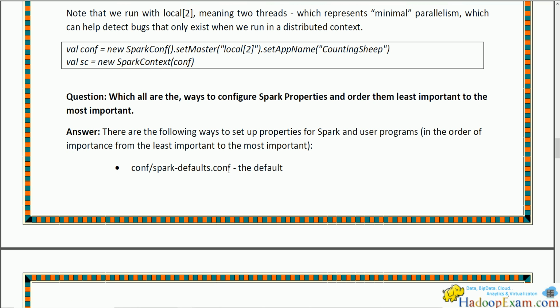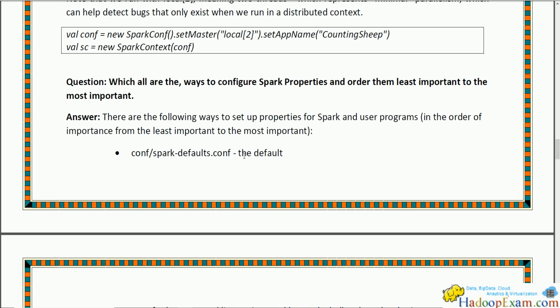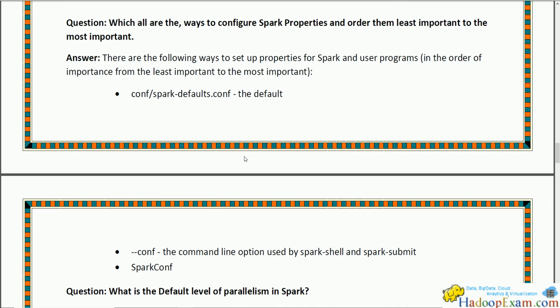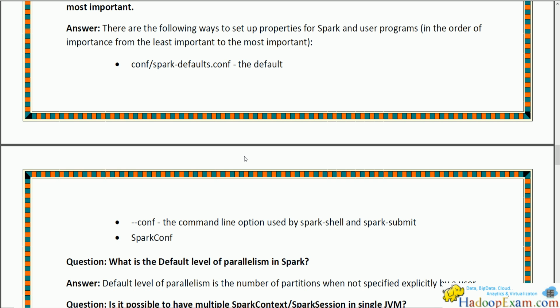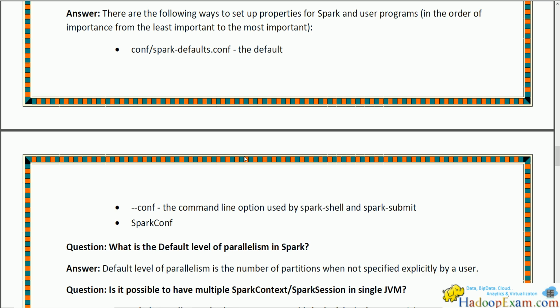Question: how do you configure Spark properties and order them from least important to the most important? Answer: there are the following ways to set up properties for Spark and user programs, in the order of importance from the least important to the most important. conf/spark-defaults.conf, the default.